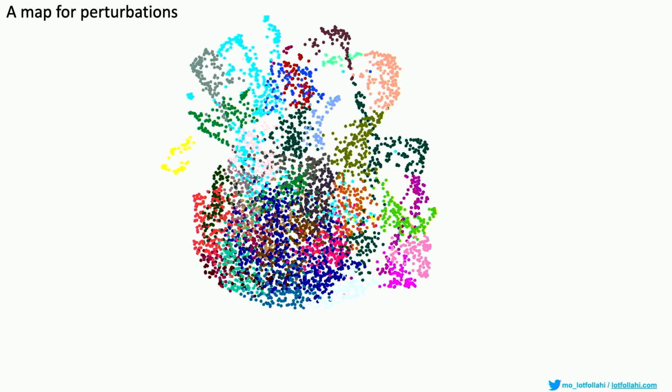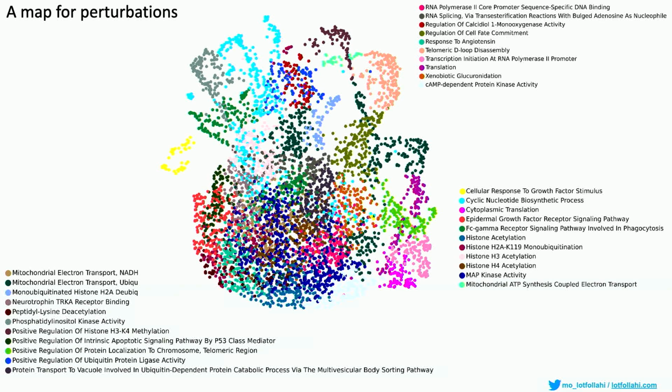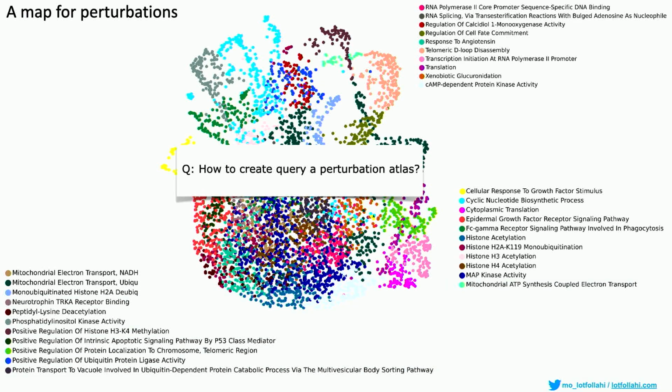This is actually not a cell map, but a perturbation map, and we annotated this perturbation map to see what are the modes of action and also the gene programs that these perturbations would induce. And this is in total 7,000 perturbations across genetic perturbation, CRISPRa, i, and chemical perturbations.